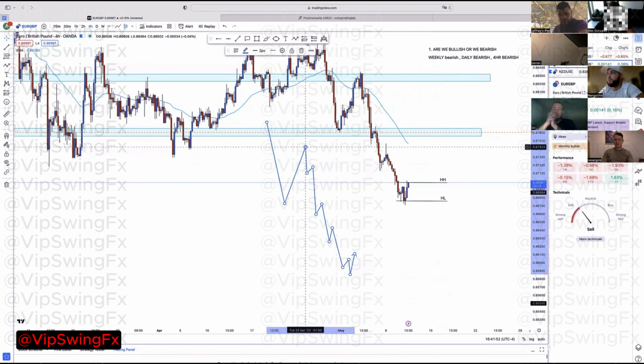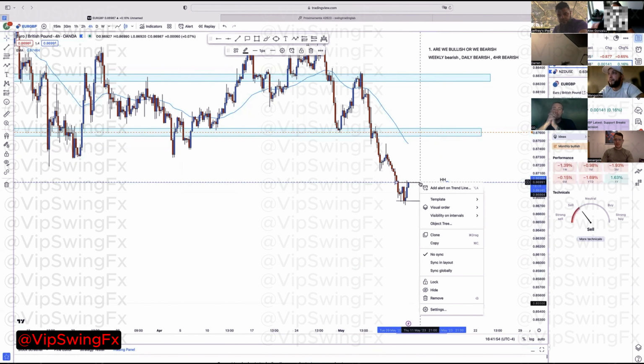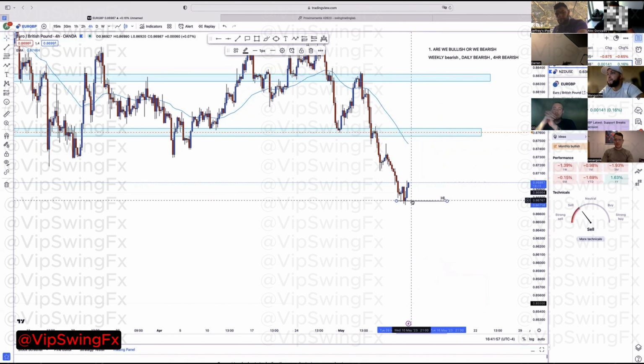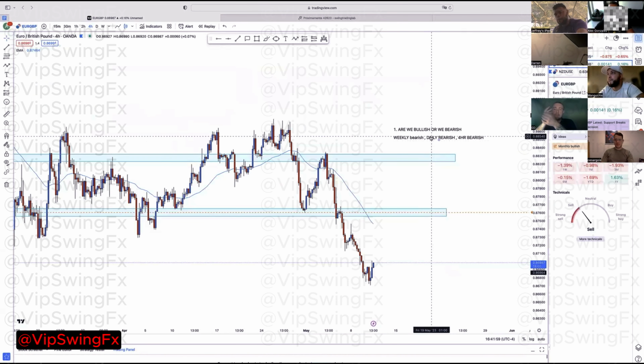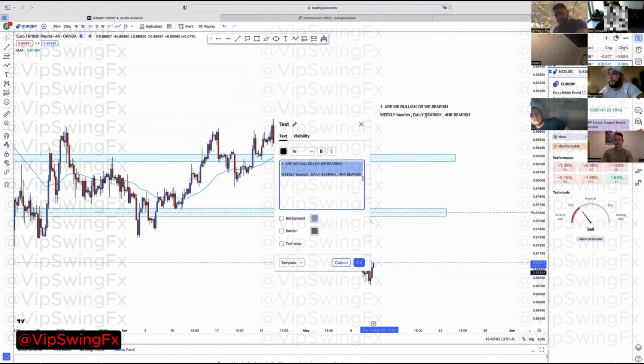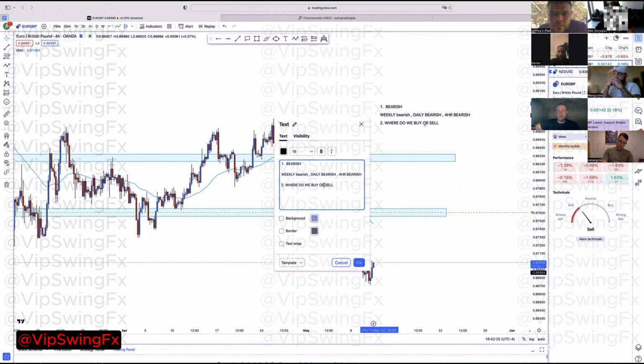So this is perfect for an ideal swing trade, right? That's because we have the majority of the time frames in sync. So the most logical thing would obviously be to sell, because we are bearish. So are we bullish or bearish? We understand that we are clearly bearish. So now confluence number 2 that would come in is, where do we buy or sell? Clearly, in this equation, we are only looking to sell because we are bearish.